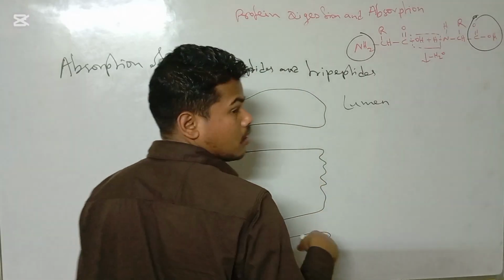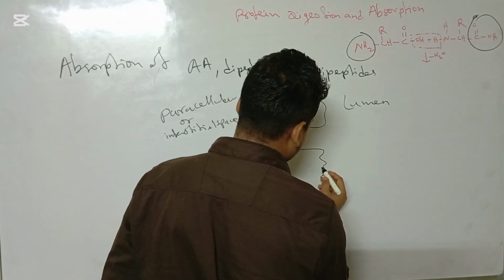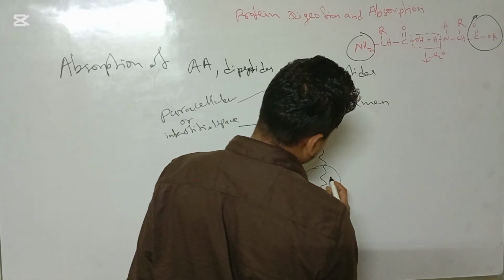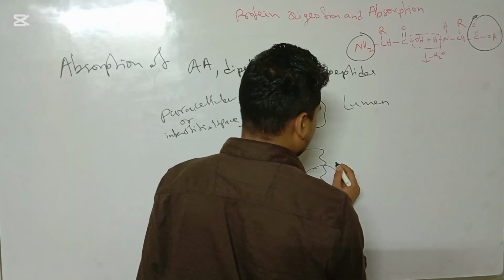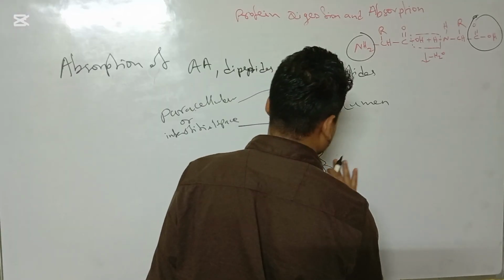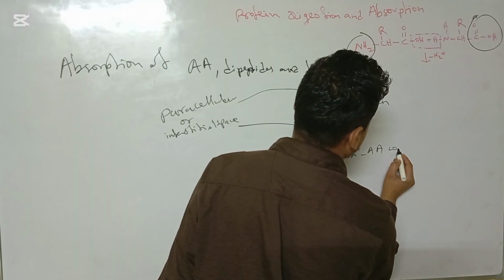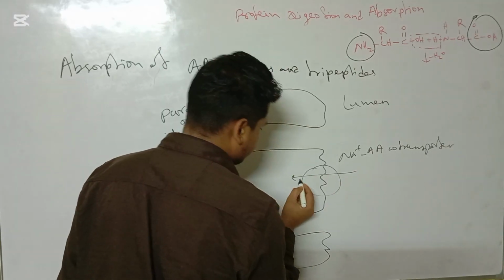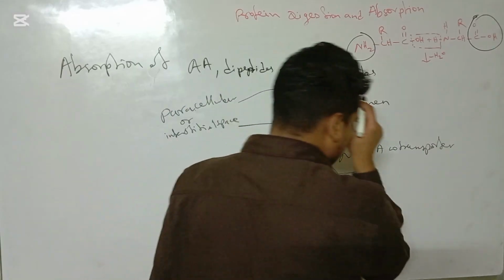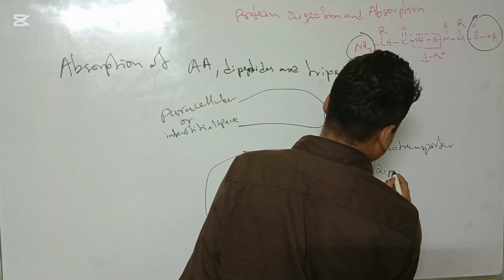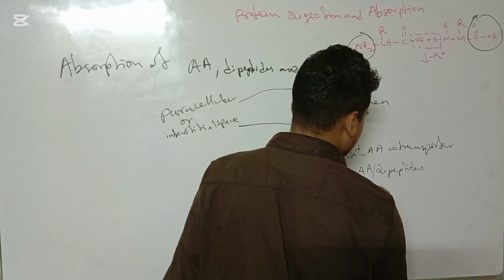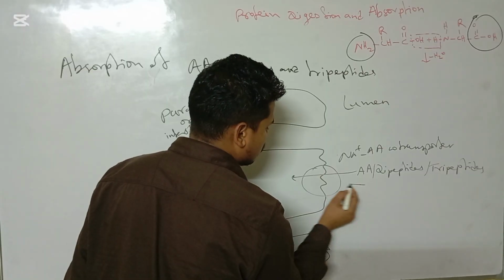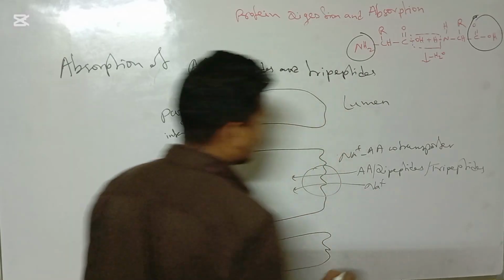Same as the monosaccharides like glucose and galactose, it will be transported through the carrier protein called the sodium amino acid co-transporter. This transporter will be transporting free amino acids, dipeptides and tripeptides along with the sodium ion.